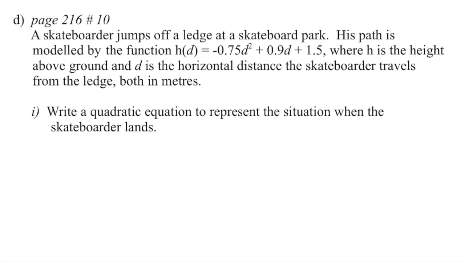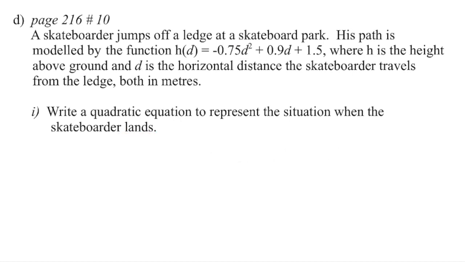Okay, so let's take a look at how to apply some of this. We have a skateboarder who's jumping off a ledge at a skateboard park, and his path is modeled by this particular function. H, we're told, represents the height above ground. D is the distance he is from the ledge. Both of those are measured in meters. We have to take this quadratic function and write a quadratic equation to represent where the skateboarder is going to land.